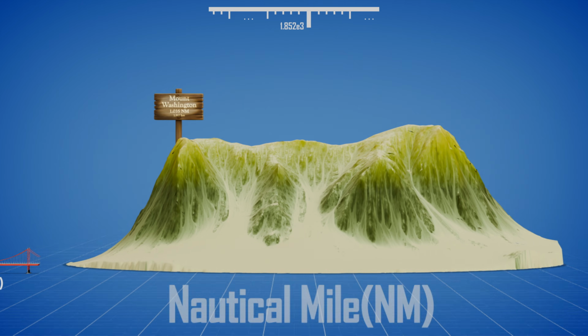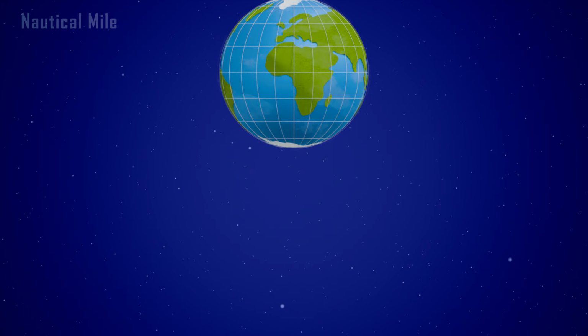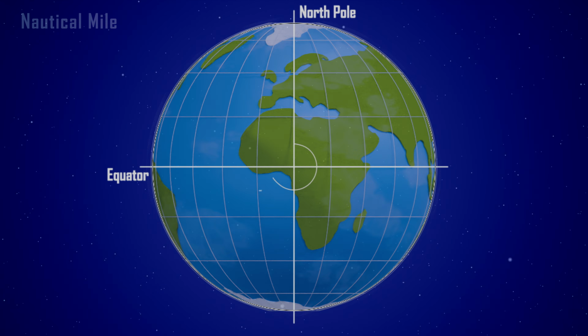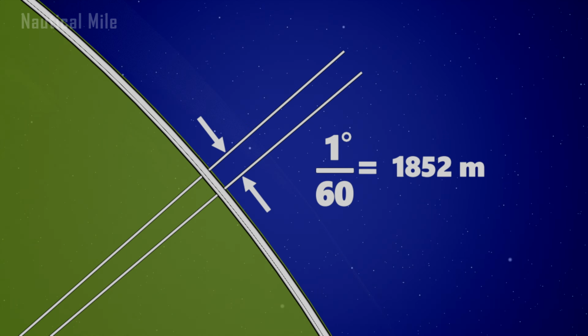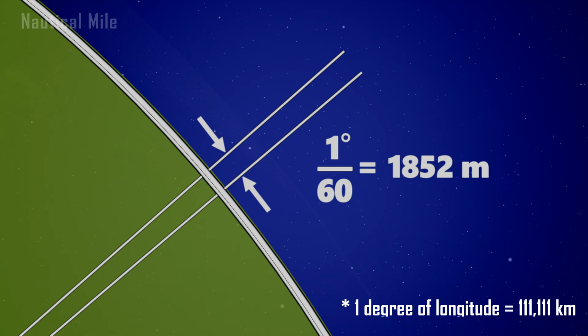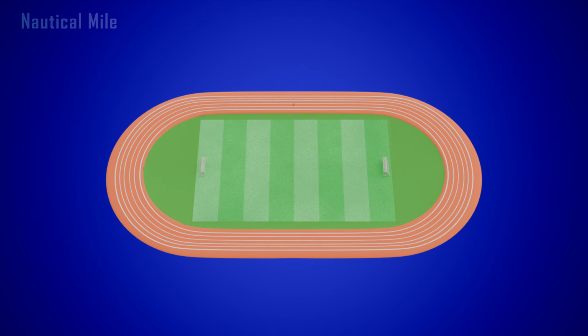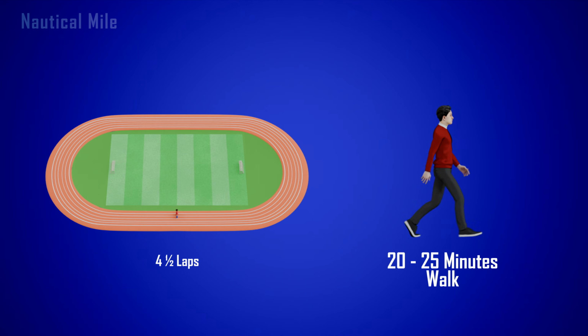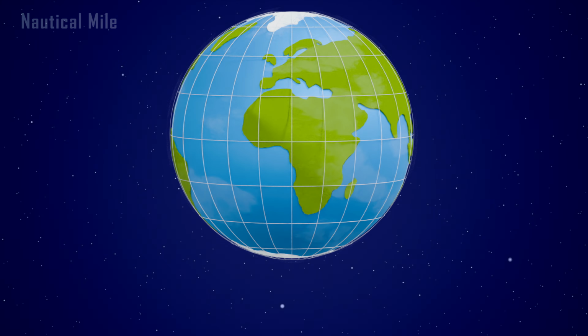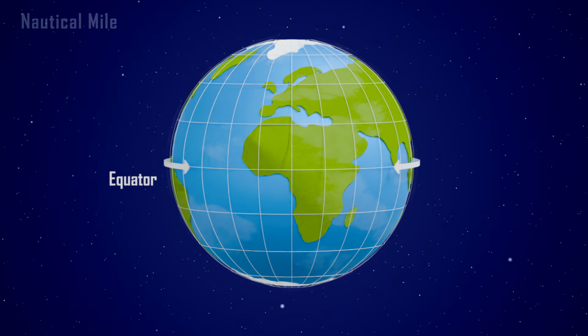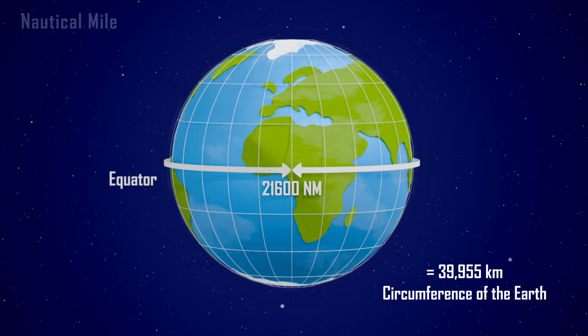Next is nautical mile. It is mostly used in air and sea navigation, and it corresponds to 1 minute of longitude across the equator, which is 1.852 kilometers in distance. That's like going around an Olympic running track 4.5 times, or just about a 20 to 25 minute walk. Going around its circumference from the equator, the Earth is 21,600 nautical miles.